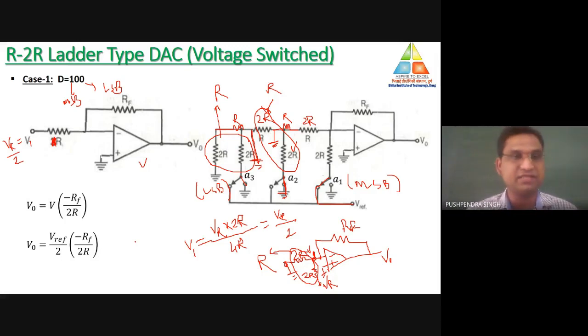This is the final circuit when we have simplified this circuit. So what is the value? It's an inverting amplifier, and the output of the inverting amplifier is what? Input voltage.